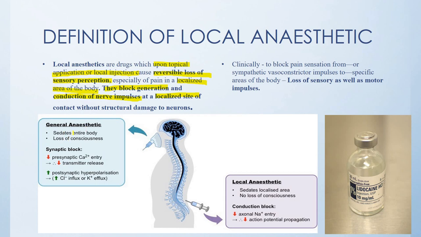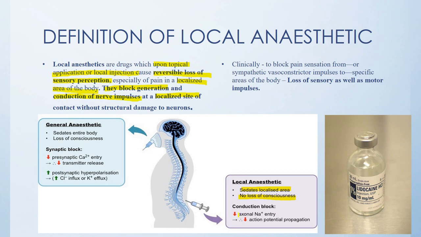So what happens in general anesthetic? It sedates the entire body, with loss of consciousness. There is a blockage of synapses, presynaptic calcium entry decreases, transmitter release decreases, and postsynaptic hyperpolarization increases, with an increase of chloride influx and K plus efflux. So this is happening in the case of general anesthetic. While coming down to our topic, local anesthetic, we can see it causes sedation at the localized area and no loss of consciousness.